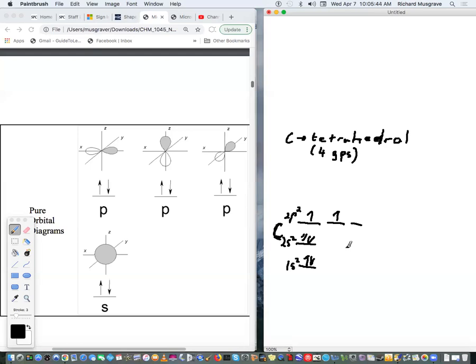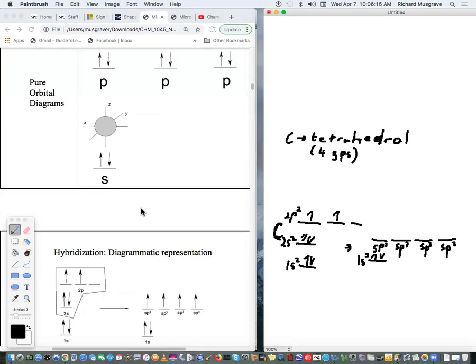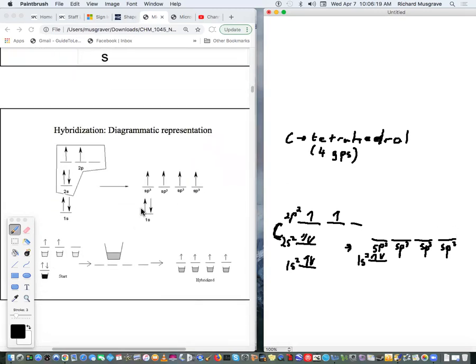To explain that, what we do is we invoke a concept known as hybridization. So the 1s electrons aren't involved in bonding, they're not valence. But what we can do is we can take these 4 orbitals, 1s and 3 p's, and we combine them together to form what we call hybrids. And these are called hybrid orbitals. These are sp3 hybrids.